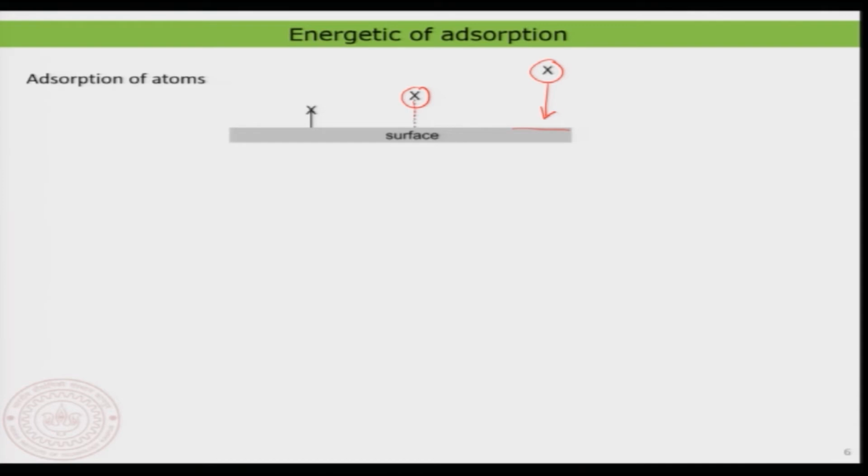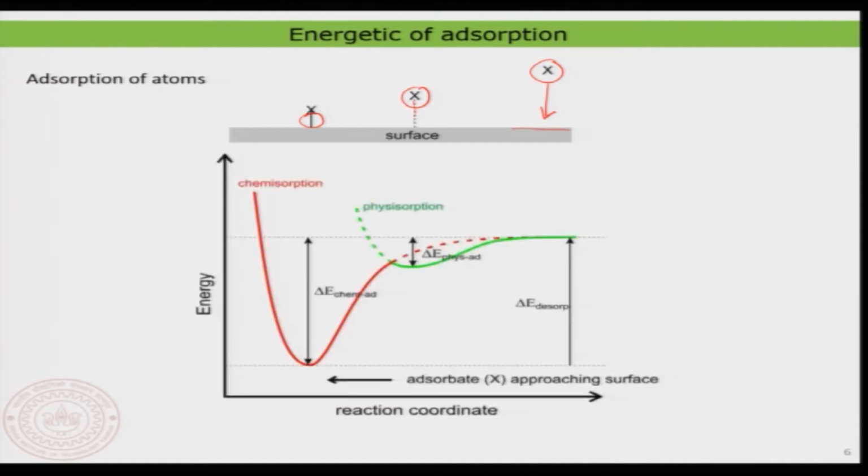Then if you push the atom a little further down, you can see there are true chemical bonds that can form, which is typically known as chemisorption. Now, when you look at the energetics, that means how the energy of the adsorbing atom changes as a function of the distance between the atom and the surface.